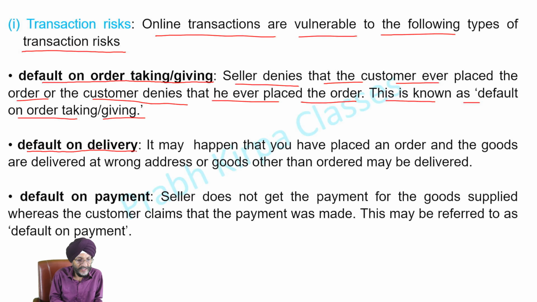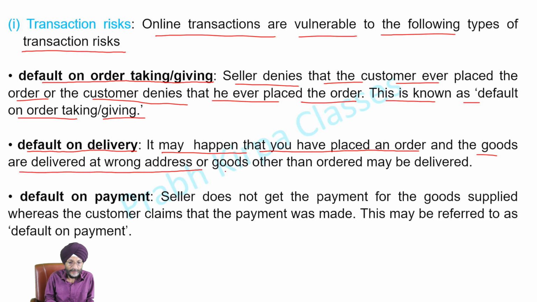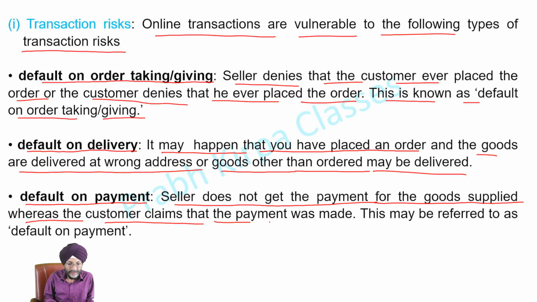Next is default on delivery. It may happen that you have placed an order and the goods are delivered at the wrong address, or goods other than ordered may be delivered. Then, default on payment. Seller does not get the payment for the goods supplied, whereas the customer claims that the payment was made. This may be referred to as default on payment.